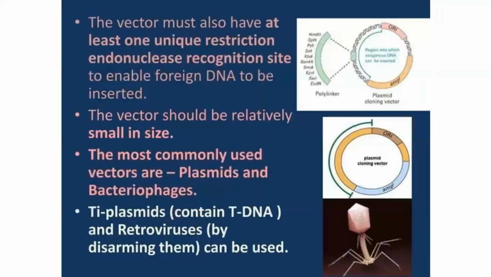The vector must also have at least one unique restriction endonuclease recognition site. That means the site where the DNA has to be inserted. So the vector, we know that already we are cleaving at two particular sites for the insertion of DNA. So in order to insert a gene of interest, we have to cleave or cut the plasmid as well. So that means they should have a unique restriction endonuclease recognition site, the palindromic sequences, right?